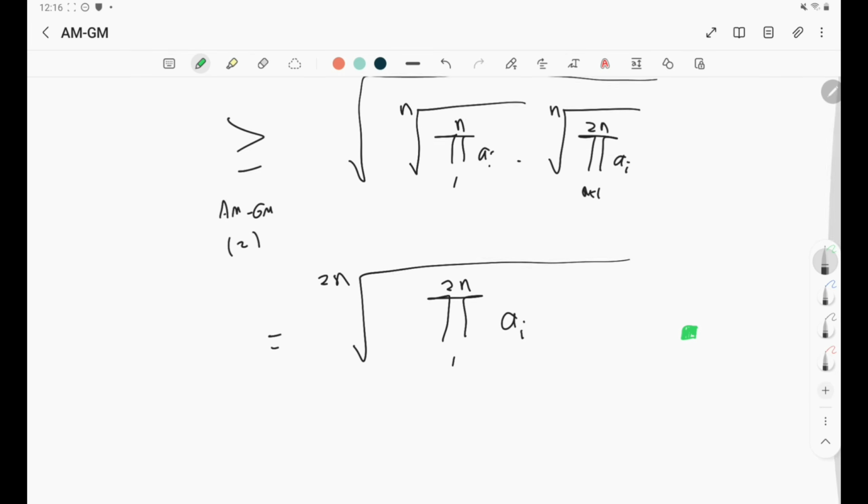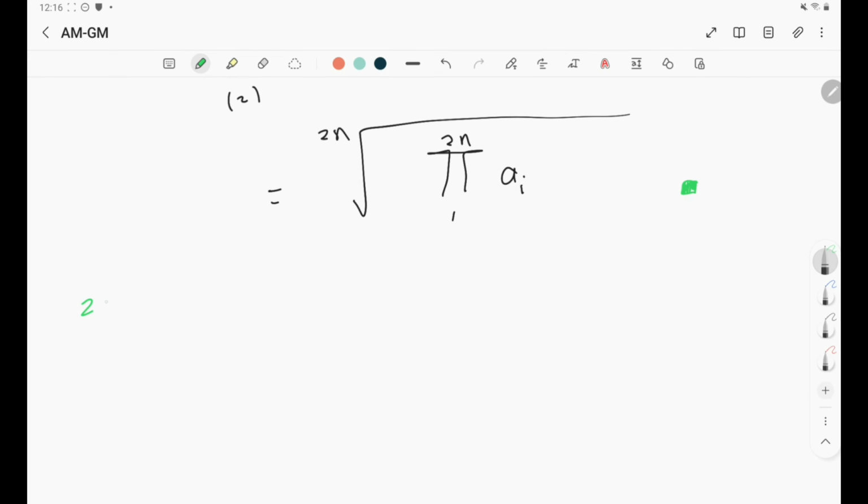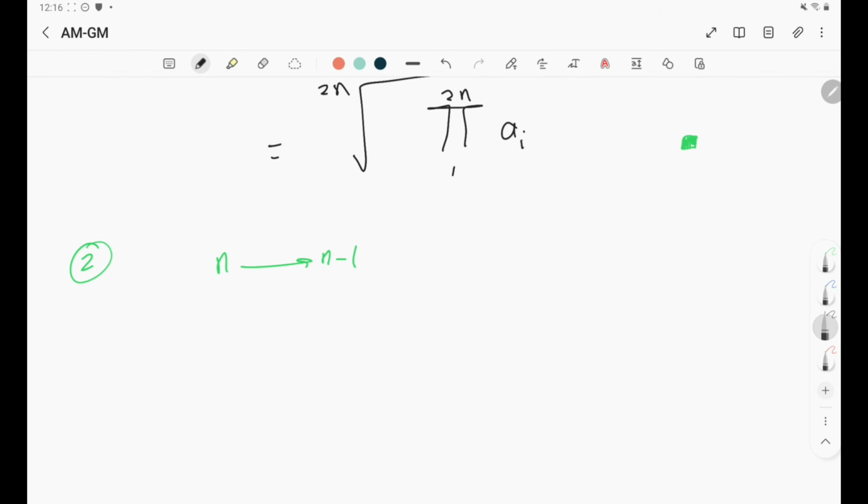Okay, so process 1 is correct. Let's go for process 2. So now we want to go from n to n minus 1. Now, if you think about it, we need to prove it for n minus 1 numbers, but we know it's true for n numbers. So we want to start with n numbers, but one number should be kind of fake. It's not a new number. It's kind of a function of the n minus 1 numbers.